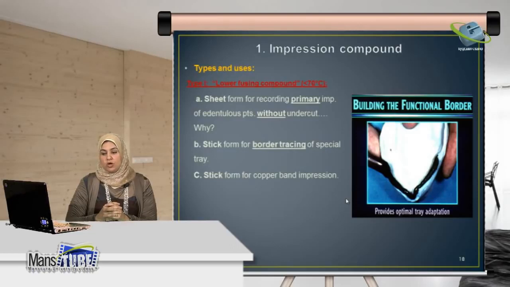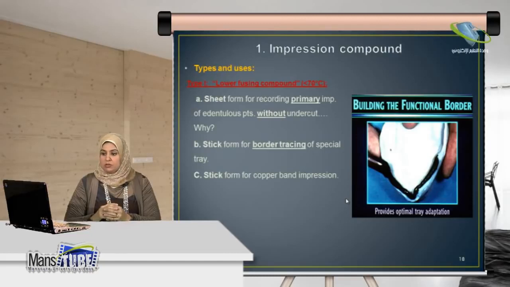undercut. And why do we have to use it for a primary impression and for an impression for an edentulous patient without undercut? Firstly, primary impression, because the material, as we will see later, its flow is not very high, its flow is low, so in this case it will not record fine details. That's why we have to use it to take a primary impression only. And it is used for an edentulous patient without undercut. Why? Because this material is rigid. After setting, it will become rigid, so I cannot use it with any undercut.